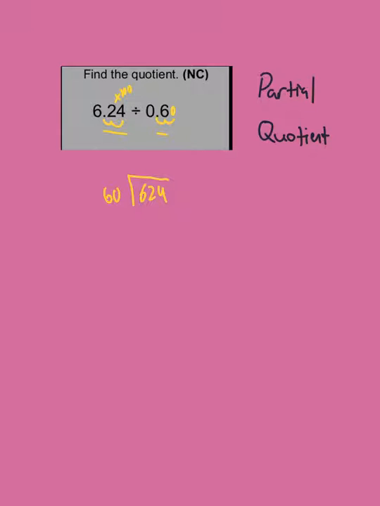Now, let me start here. Here's what I know. I know 60 times 1 is 60. So 60 times 10 is 600. So 60 can go 10 times into 624, which is 600. When I subtract, I get 24. And since 24 is less than 60, I'm done.